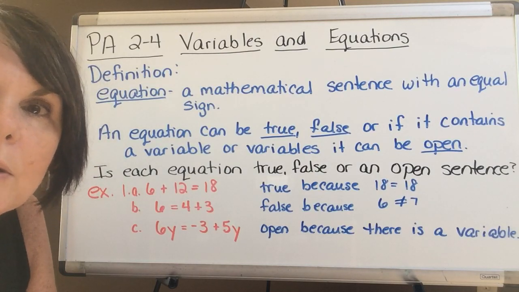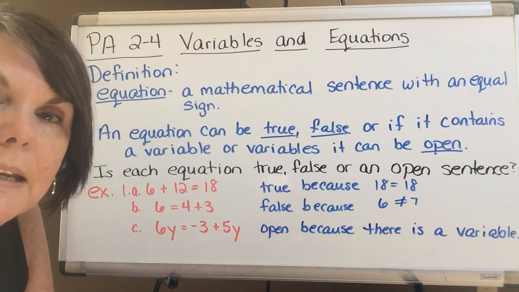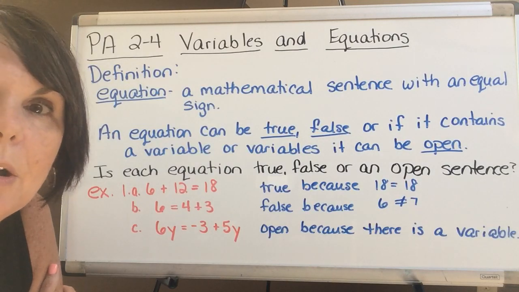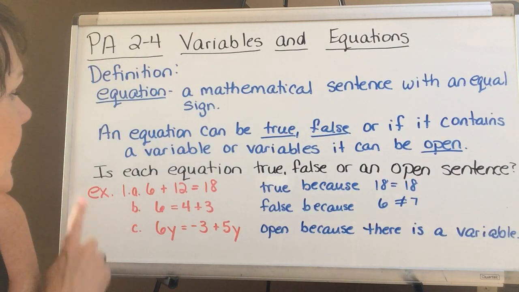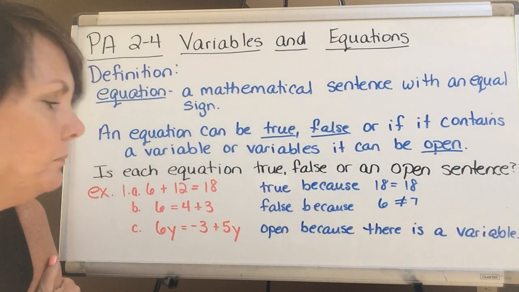So we know what true and false is. It's correct or it's not correct. So open is if it contains a variable or variables. All right, so that's an open sentence. So look at the directions. Is each equation true, false, or open?